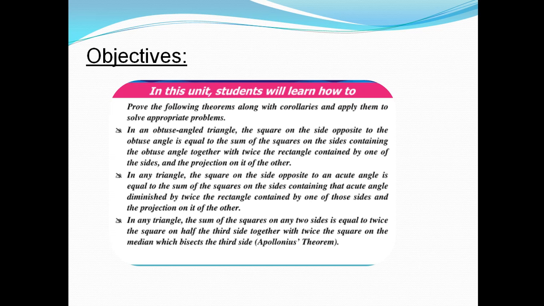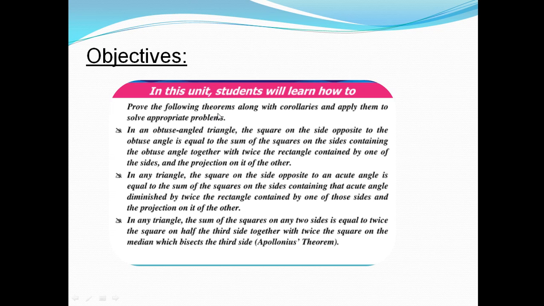Objective. In this unit, students will learn how to prove the following theorems and apply them to solve appropriate problems. In an obtuse angle triangle, the square of the side opposite to the obtuse angle is equal to the sum of the squares on the sides containing the obtuse angle together with twice the rectangle contained by one of the sides and the projection of the other.